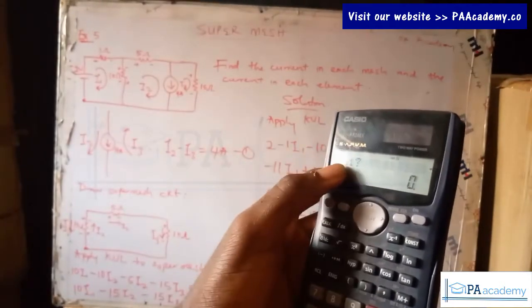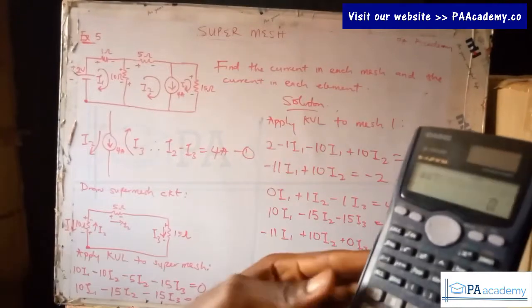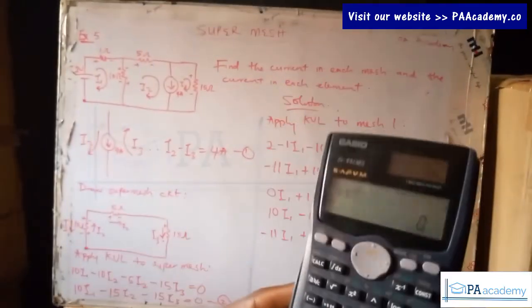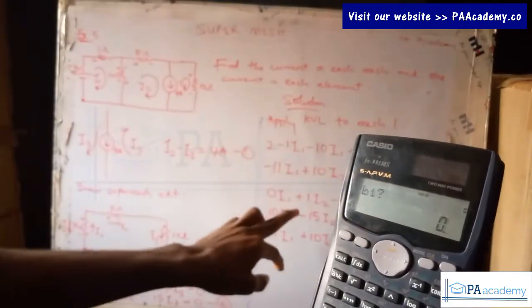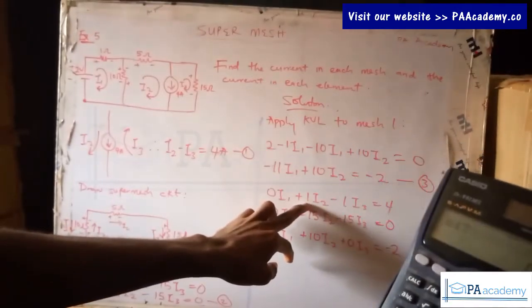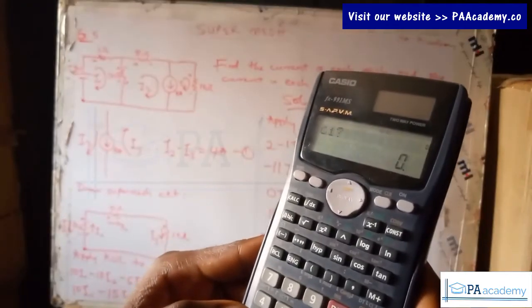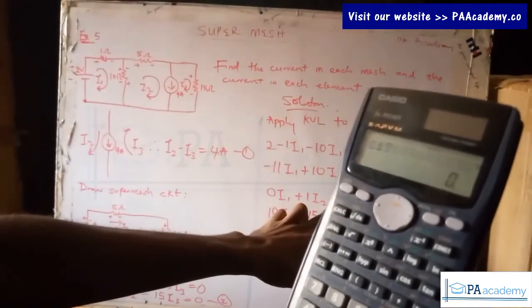And then it brings you this. It asks you A1. The value of A1 here is 0. So you press 0 on your calculator, press 0 and equals to. Then the next thing, it asks you for B1. B1 is the next value, which is 1. So once you press 1, it will ask you for C, which is minus 1.